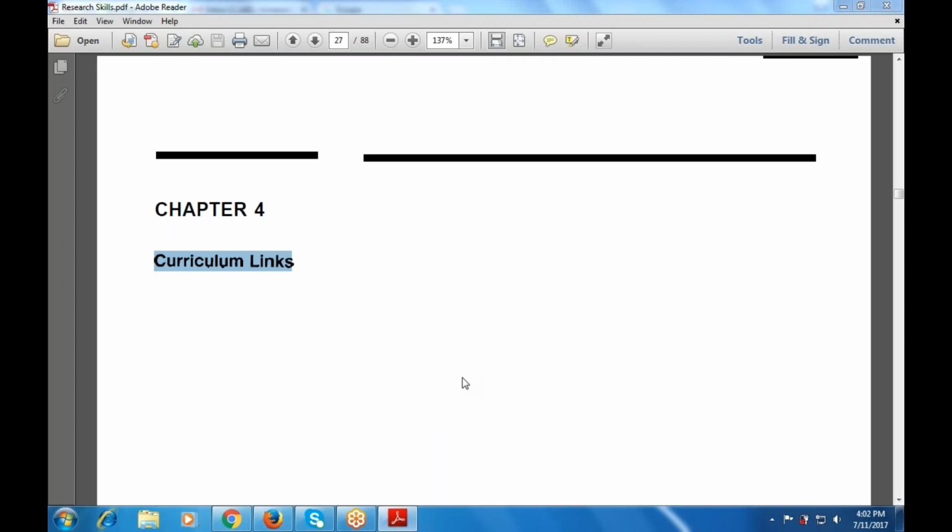Today's topic is chapter number 4, curriculum links. What are the pros and cons? Yes, in the last class we finished chapter number 3. What are the various stages in the planning process? What are the various stages in the career development process? Next part is chapter number 4, curriculum links.